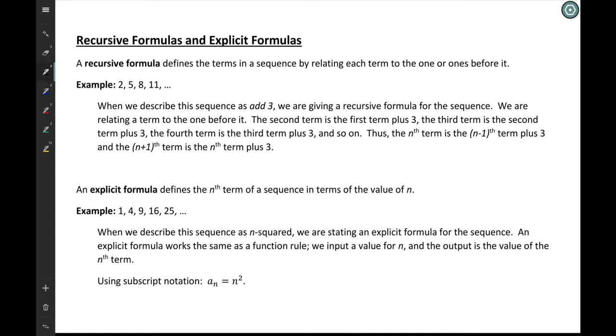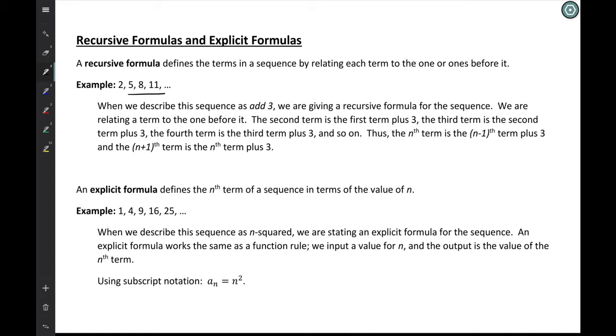So when we describe the sequence as add 3, so in this one here, we're adding 3 each time. We are giving a recursive formula for the sequence. So we're saying add 3. So then the next term, you add 3 to it. Second term is the first term plus 3. The third term is the second term plus 3. Fourth term, third term plus 3, and so on. Thus the nth term is the n minus 1 term, so the one before it, plus 3, and the n plus 1 term is the nth term plus 3.